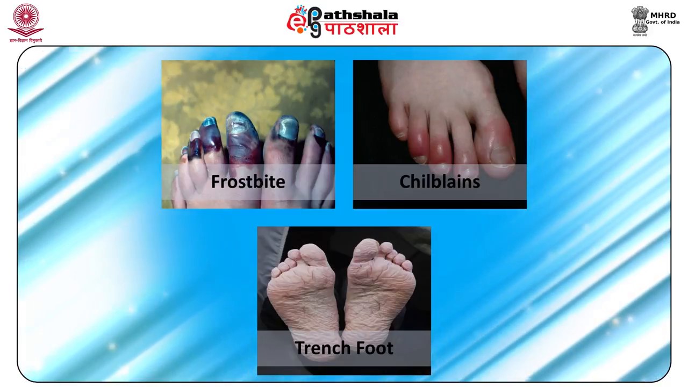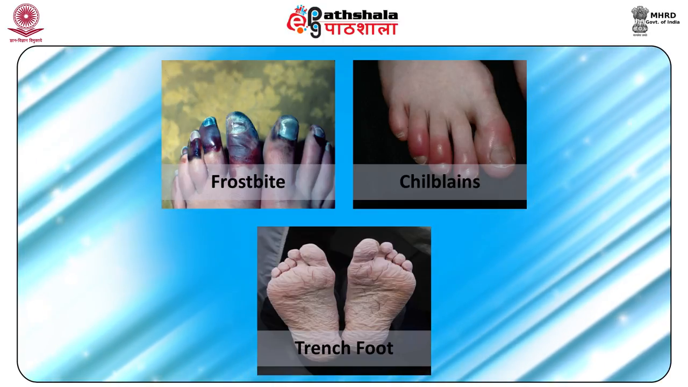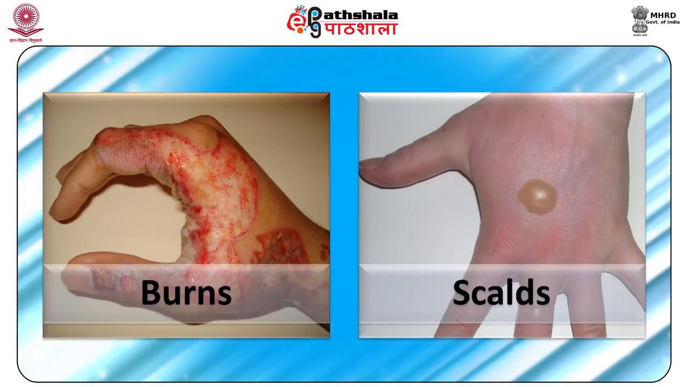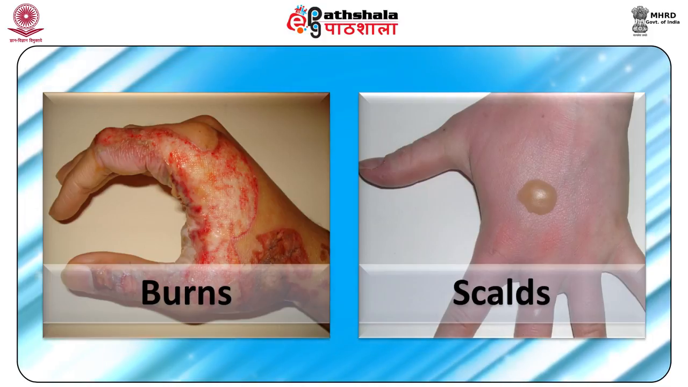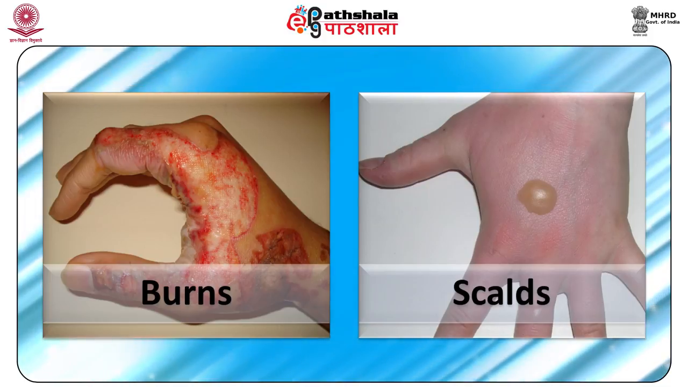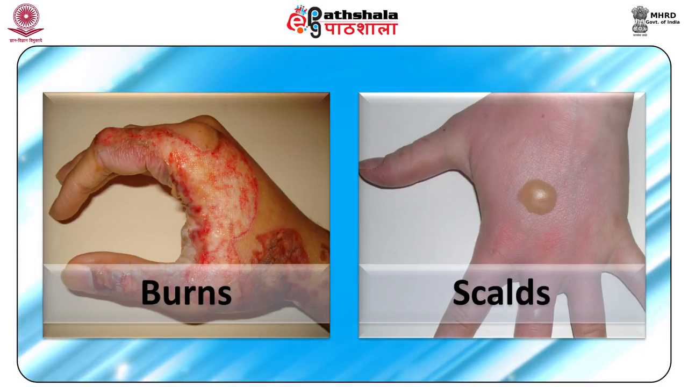Now, due to local effect of cold, there can be frostbite, trench foot or immersion syndrome, as well as chilblain. The generalized effect of cold causes hypothermia. Due to local heat application, again there can be two possibilities. One, which is produced by application of dry heat, for example flame, is called burns. And the second category is scalds, which is produced by the application of moist heat.